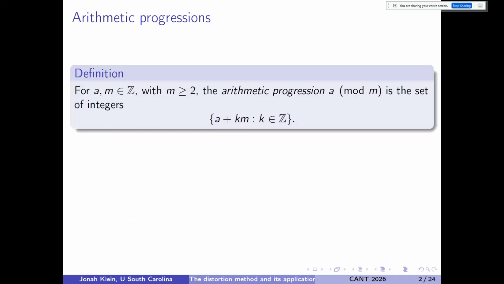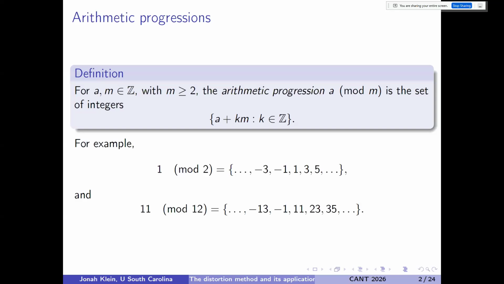Okay. So let's start with a definition of an arithmetic progression. If a and m are integers, and I'm going to suppose that m is at least 2, we'll call an arithmetic progression the set of all integers that are congruent to a mod m. So we're dealing with infinite arithmetic progressions. For example, 0 mod 2 is all even numbers, 11 mod 12 is all numbers that are congruent to 11 mod 12.